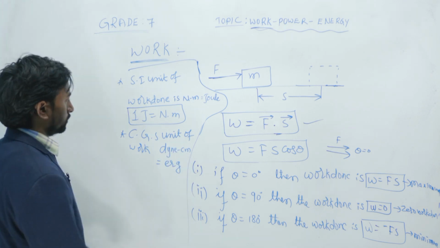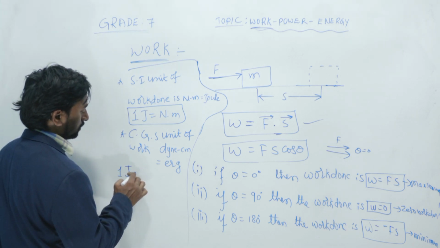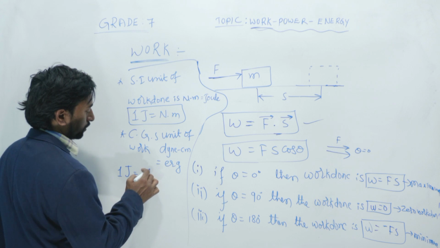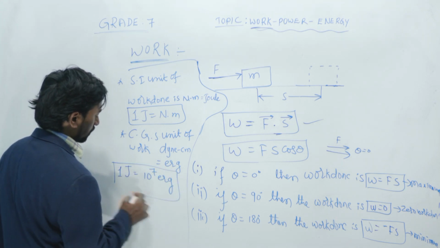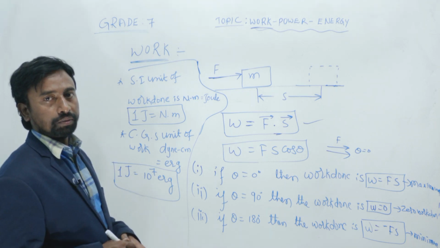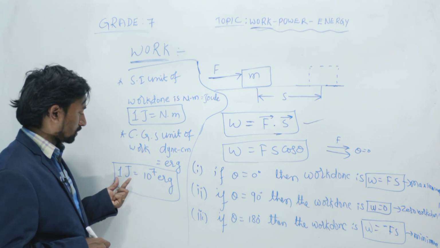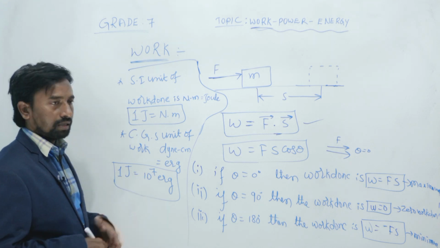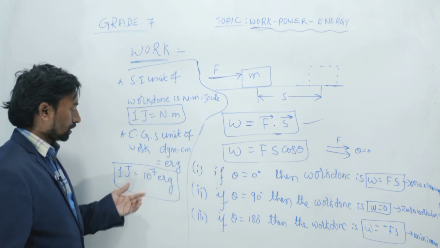So now there is a relation between the SI unit of work and the CGS unit of work. 1 joule is equal to 10 to the power of 7 erg. We have already seen this in the 7th class, in units and measurements. Simply convert Newton meter to dyne centimeters and we get this value.